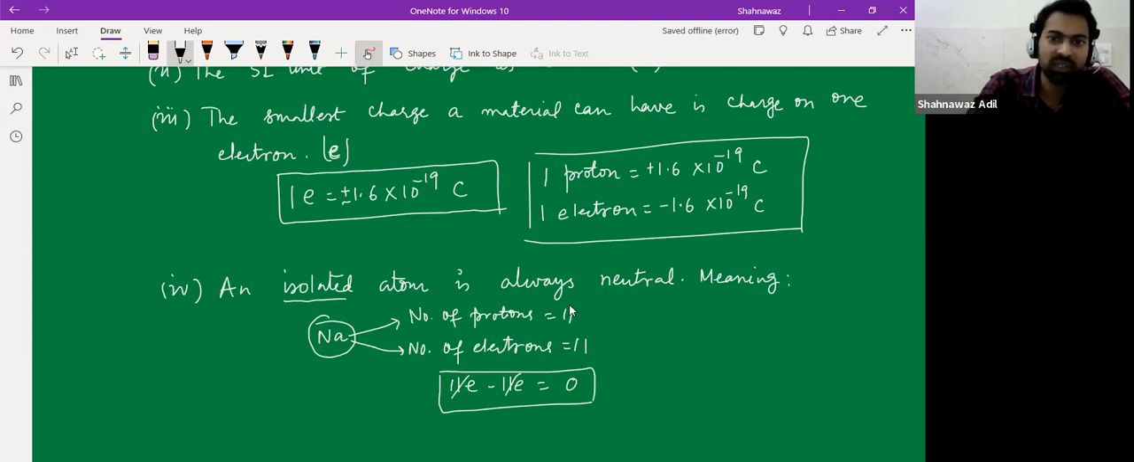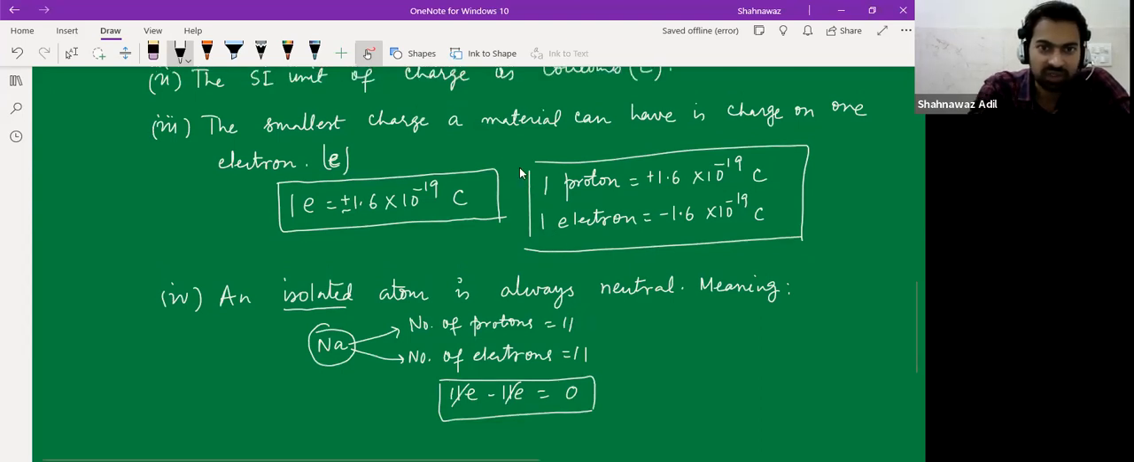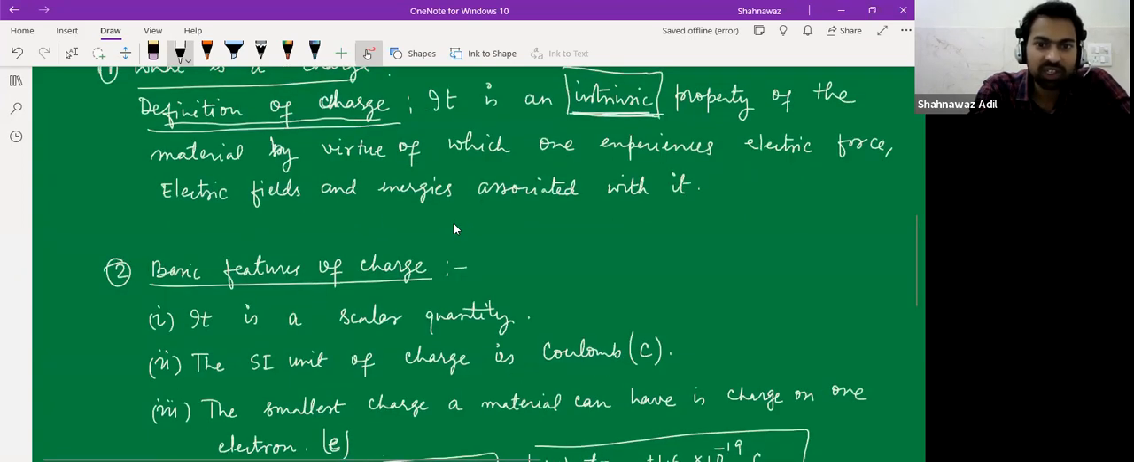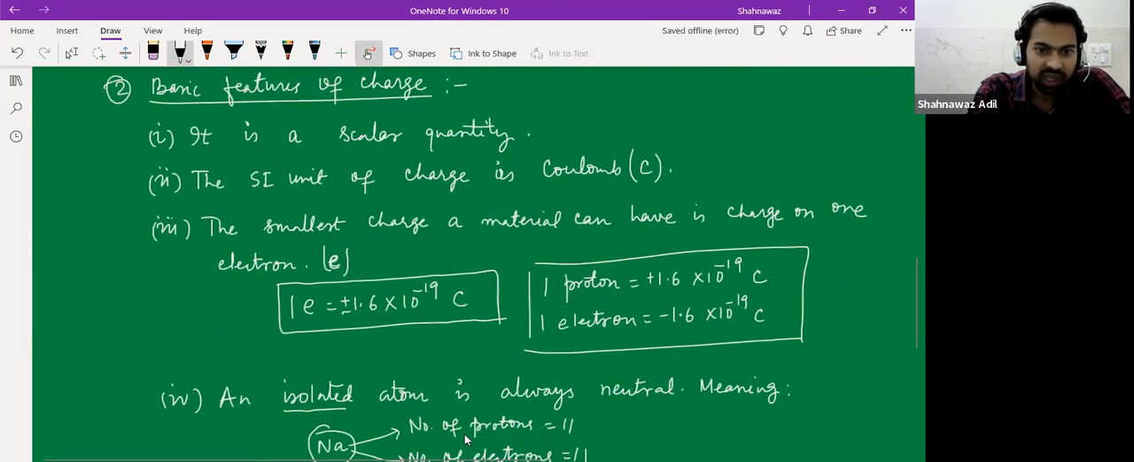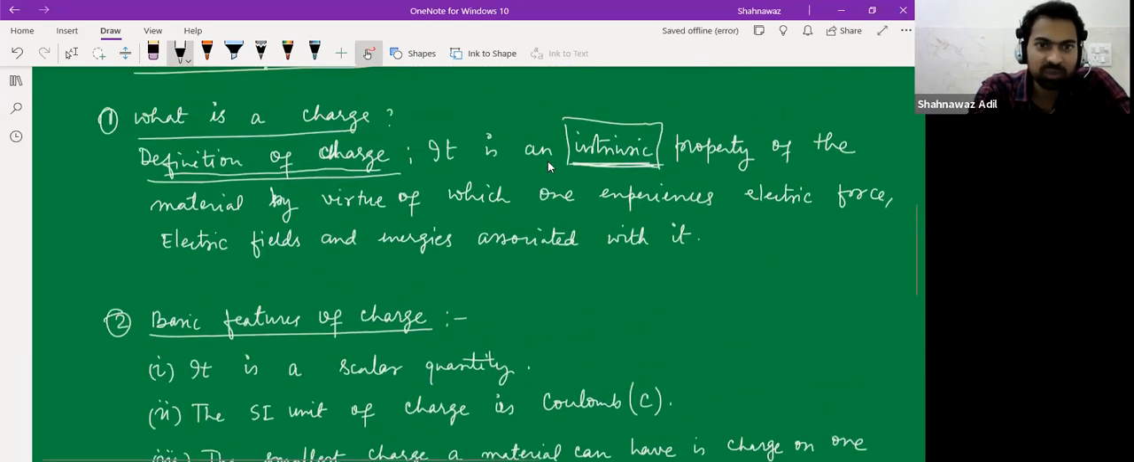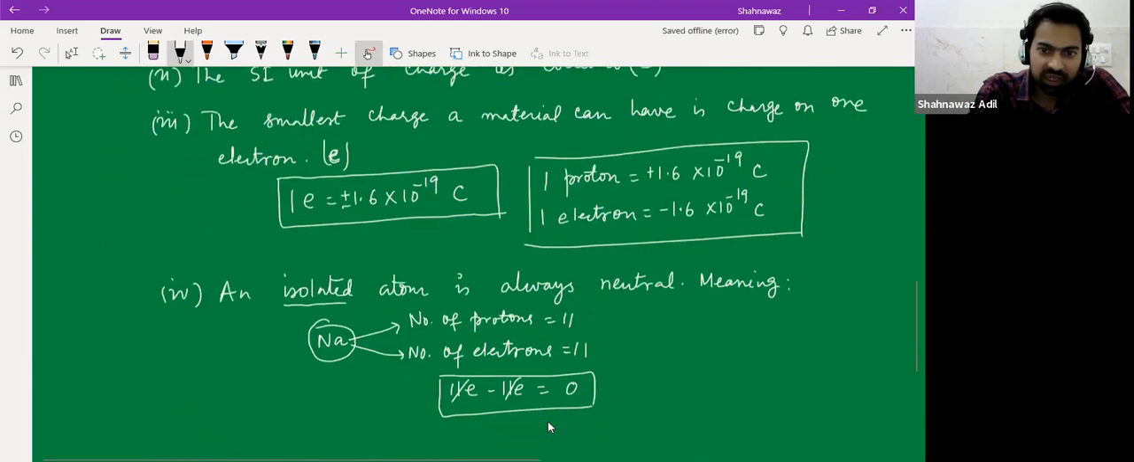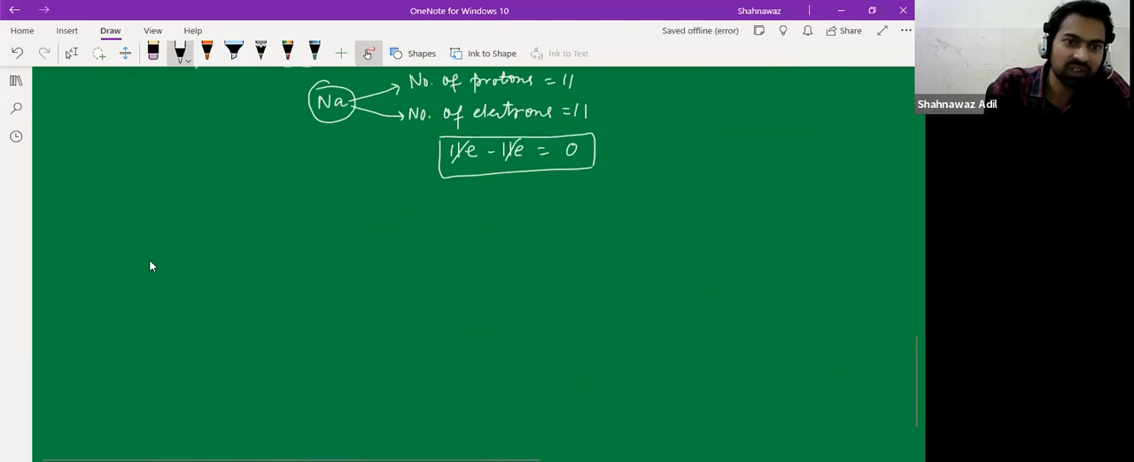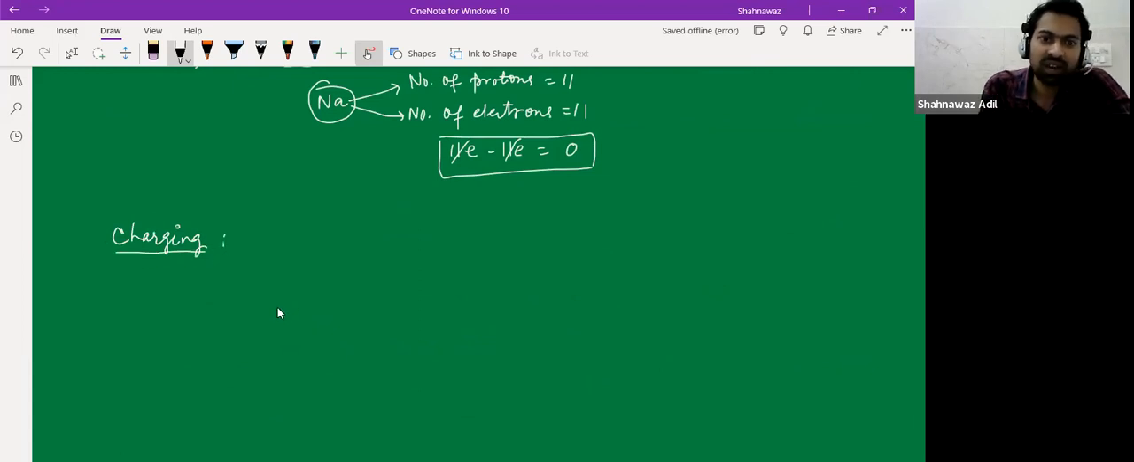So these are the basic features of charges: that it is a scalar quantity, the SI unit is Coulomb, the smallest charge that a material can have is 1e, and an isolated atom is always neutral. And the other thing is about charging. How can you charge a material? You can charge a material by transfer of electrons or redistribution of electrons.